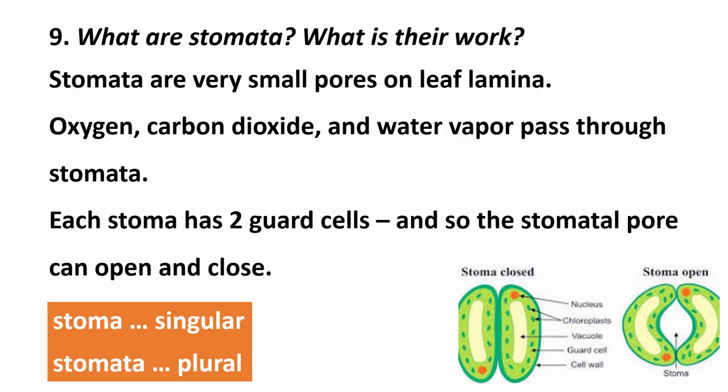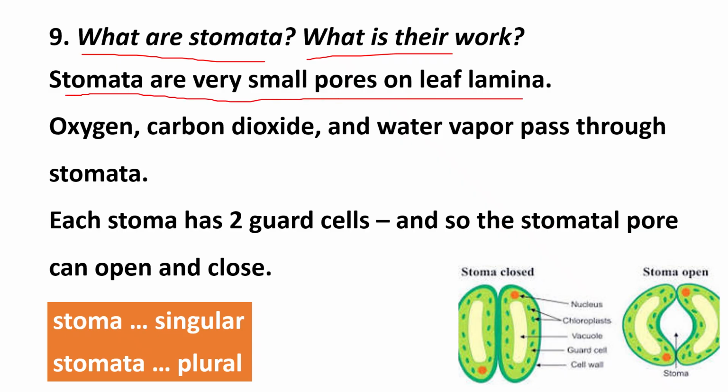Next is question number 9. What are stomata? What is their work? Stomata are very small pores or very small openings on leaf lamina. Oxygen, carbon dioxide, water vapor pass through these openings or stomata.